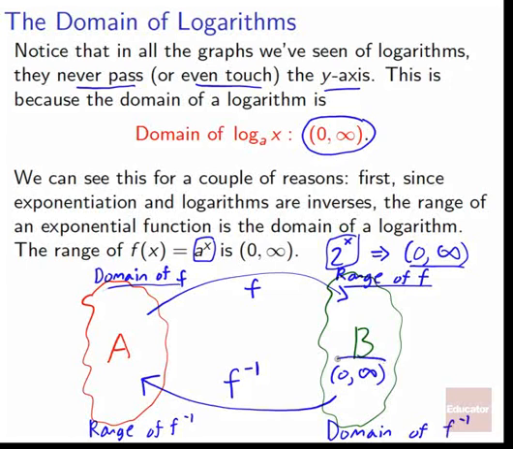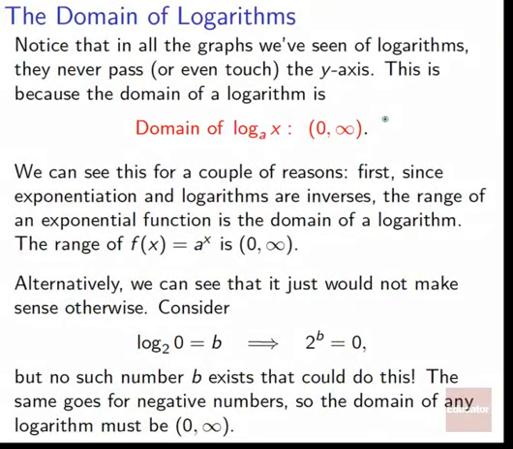Now, we saw that for any exponential function, its range is 0 to infinity. So that means that the domain of f inverse, the domain of a logarithmic function, since it's the inverse of exponentiation, must also be from 0 to infinity. So that's why we've got this domain here. The domain of any log has to be from 0 to infinity because the range of any exponential function is from 0 to infinity. So they're going to be opposites. The range of an exponential function is the domain of a logarithmic function.